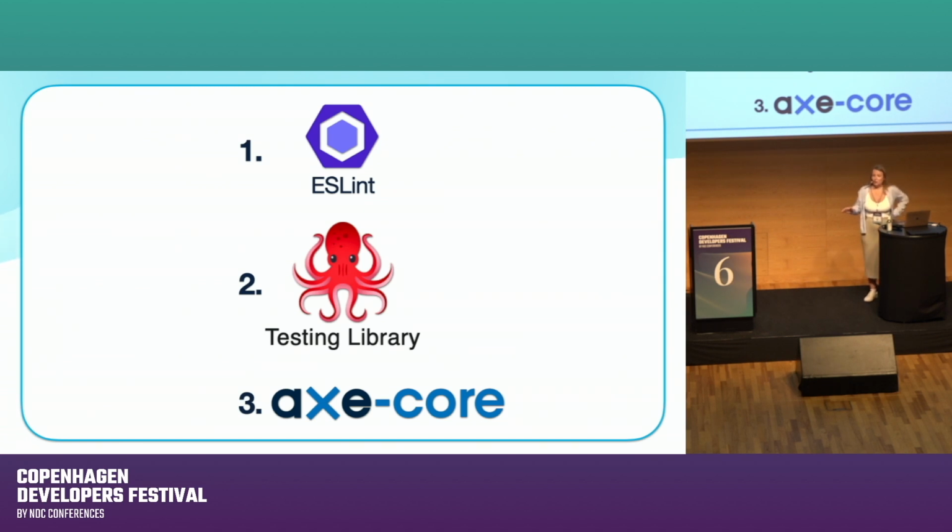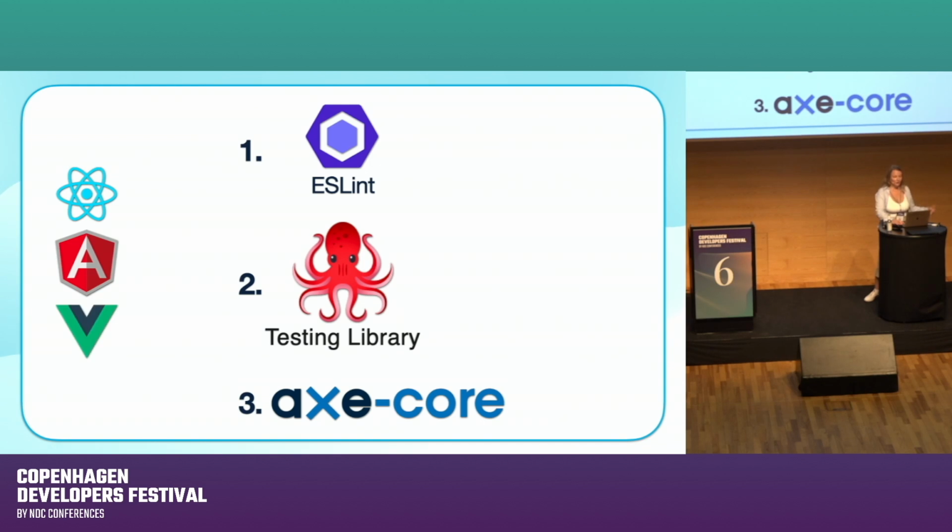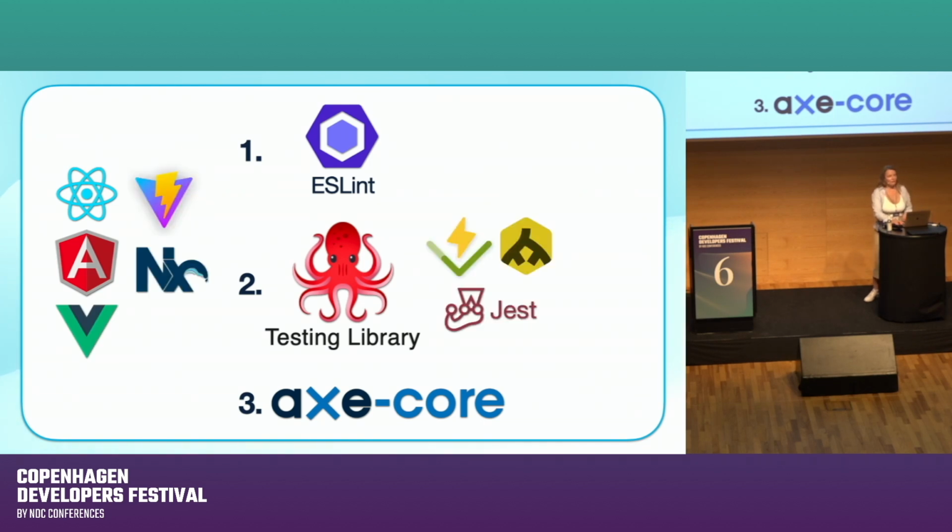Then I'll show how user-focused testing with Testing Library ensures accessibility in your unit tests. And finally, we'll add the Axe Core accessibility engine that automates accessibility testing against a fully running application in your end-to-end tests. These can all be used with various front-end frameworks like React, Angular, Vue, and Vite, or NX workspaces with Jest, or Vitest and JSDOM.